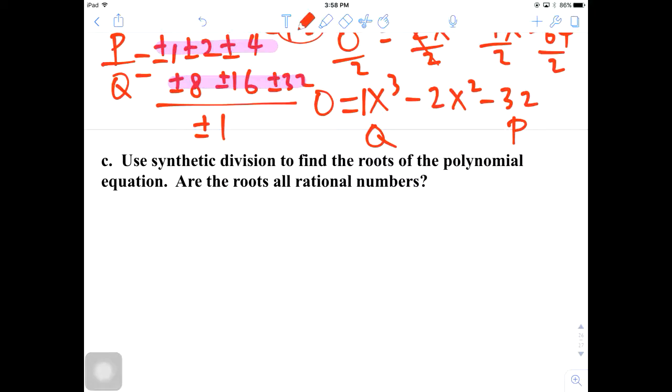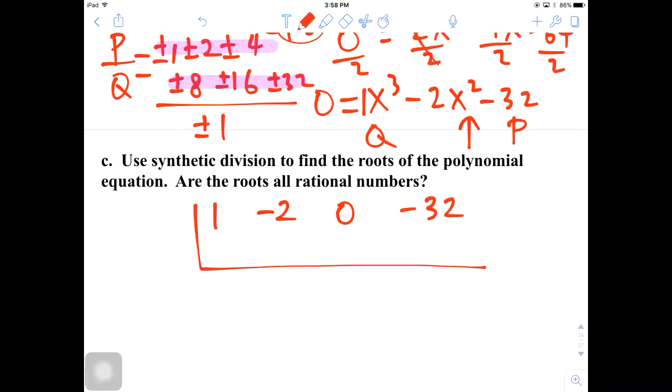And then part C, we're going to use synthetic division again. So we're going to list the coefficients, 1, negative 2. We're missing an x term. So notice we're missing an x term. So we're going to need to enter 0 for the coefficient of the x term. And then we have negative 32. So that's the difference here.